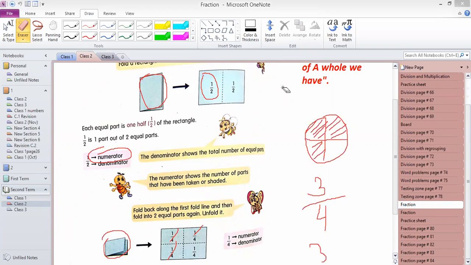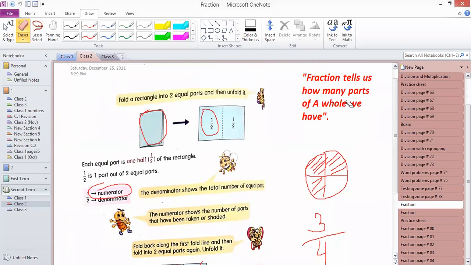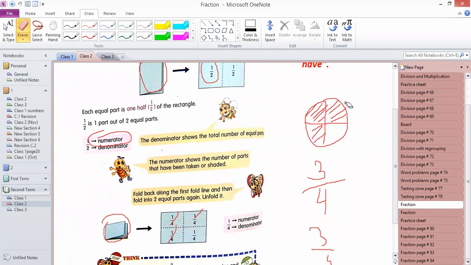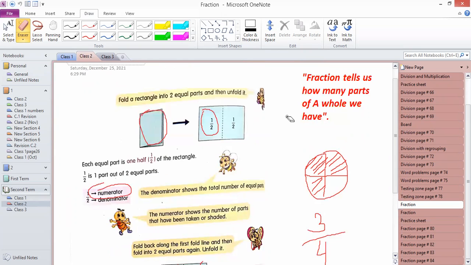We are studying about fraction. In the last lesson, we learned about the basics of the fraction: denominator, numerator, how to write a fraction, what is fraction. So, a quick revision of the basic concepts of fraction. Then we will continue studying fraction from the book, page number 80, 81 and 82.